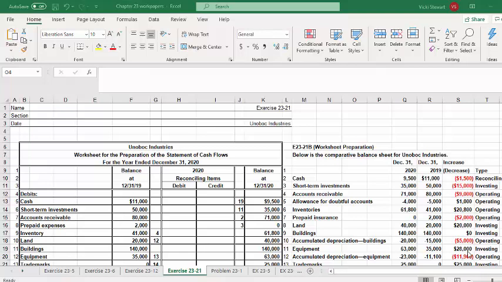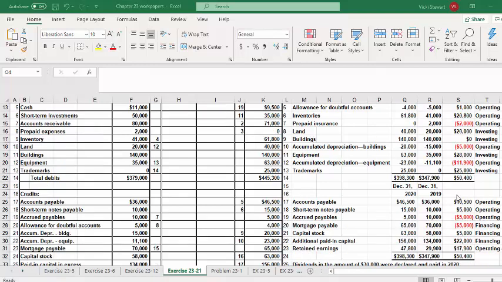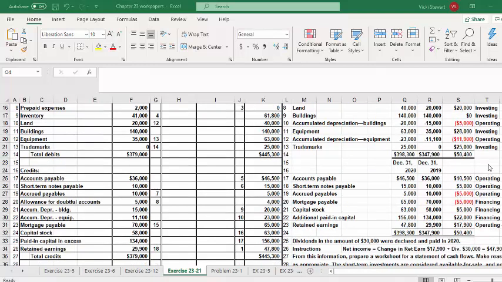This is a demonstration of exercise 2321B worksheet preparation, and the problem gives us the comparative balance sheet for Uniboc Industries as of December 31st, 2020 and December 31st, 2019, and I have shown the increase or decrease in each one of the balance sheet accounts, both the assets and the liabilities, and I've also put out beside each one of these which of the categories of the cash flow statement each of these balance sheet accounts belongs in.